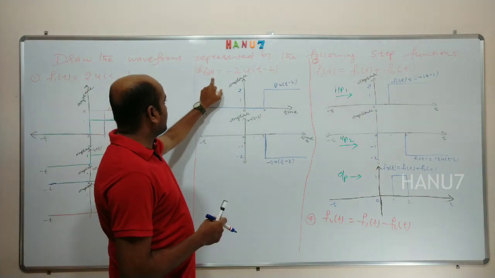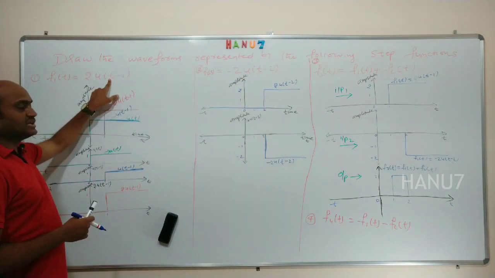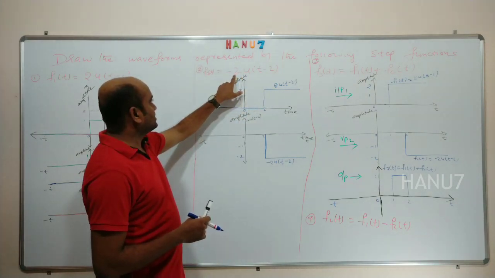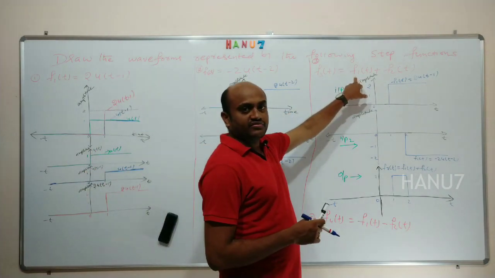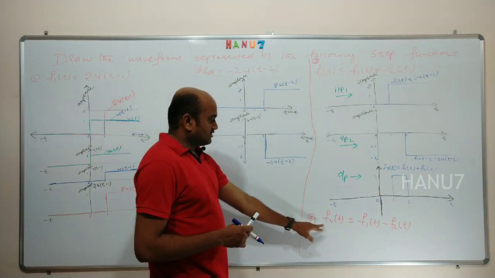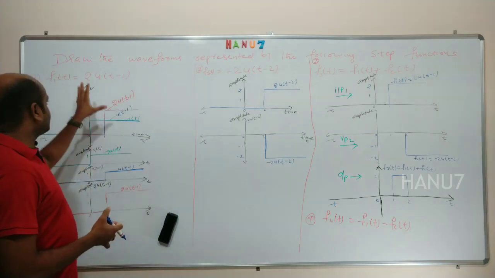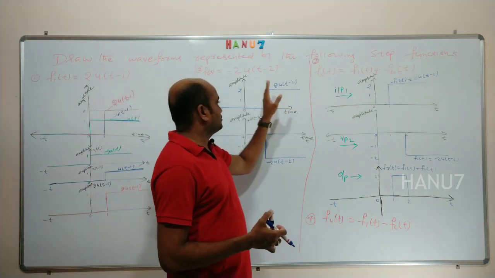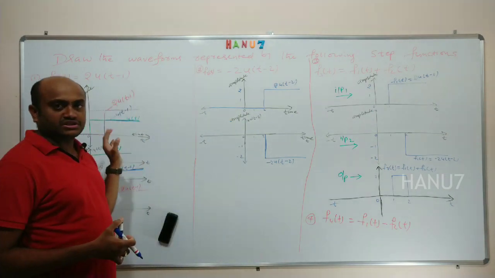The second one is f2(t) = -2u(t-2). Instead of t-1, here it is t-2, a signal delayed by 2 units, and he is multiplying it by -2. f3(t) = f1(t) + f2(t). And the fourth question is f4(t) = f1(t) - f2(t). That means whatever we draw for f1(t) and f2(t), the third is the addition of these two, and the fourth is the subtraction of the two. So we are going to see different operations in this numerical.